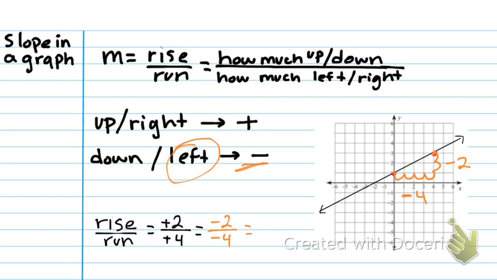And if you see all those forms, positive 2 over positive 4, negative 2 over negative 4, they're all the same. They are reduced down to just 1 over 2.